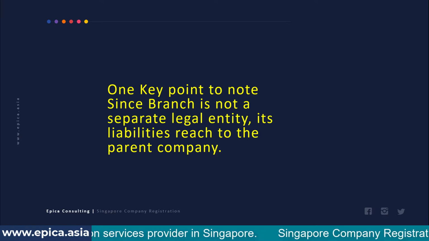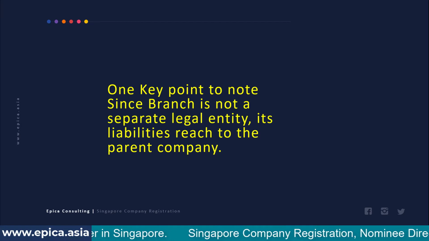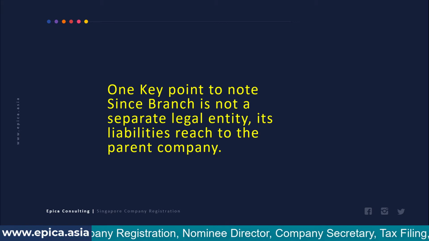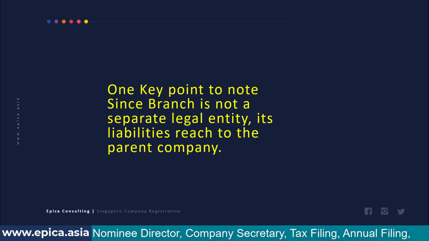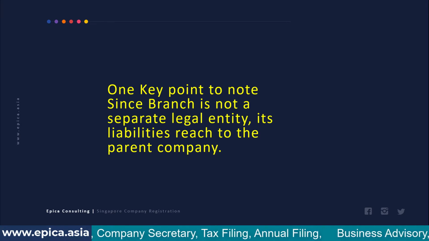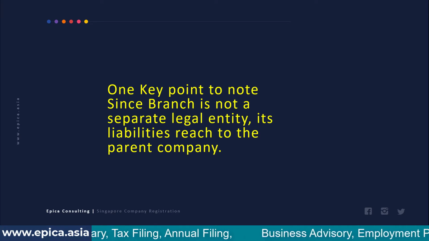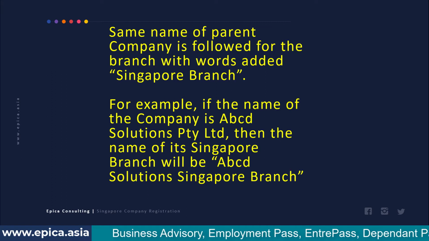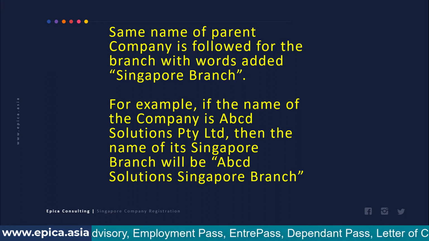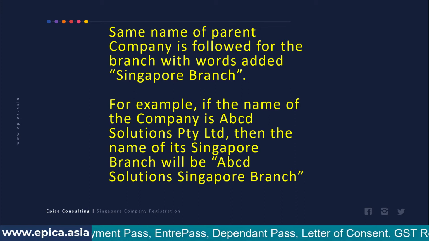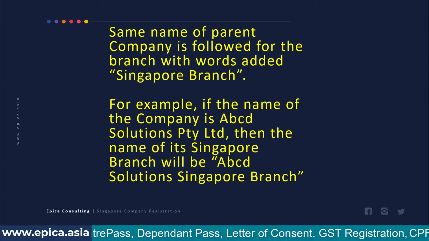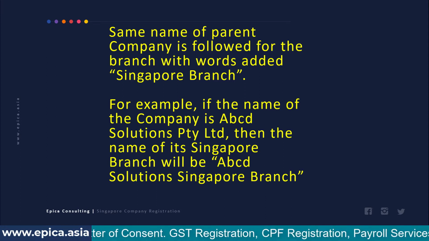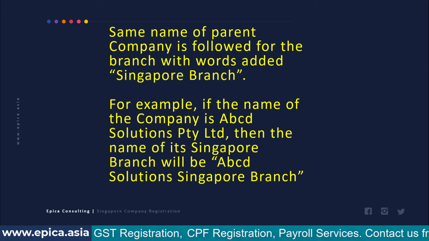So one key point to note here is since a branch is not a separate legal entity, its liabilities reach back to the parent company. And what that means is if your branch incurs some huge debt, then that debt can be recovered from the assets of your parent entity. And because a branch is a part of your parent entity, the name of the parent entity is followed for naming the branch in Singapore, and the words are added as Singapore branch. For example, if the name of the company is ABCD Solutions Pty Ltd, then the name of its Singapore branch will be ABCD Solutions Singapore branch.